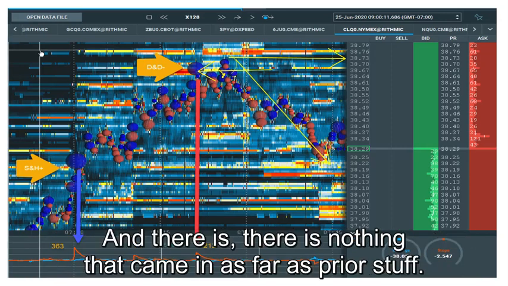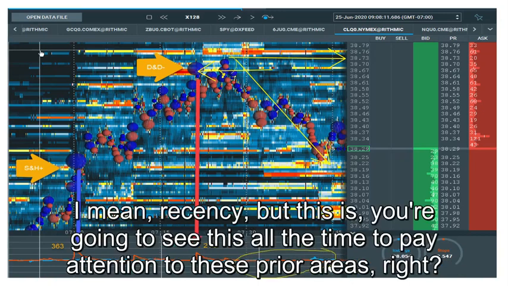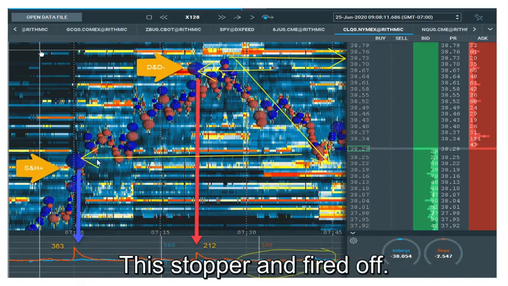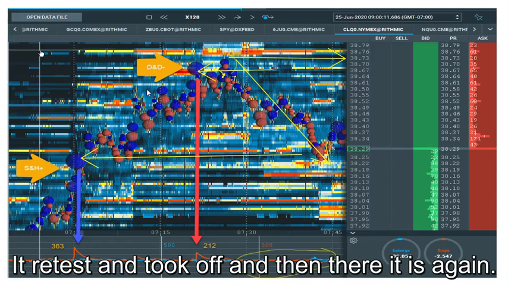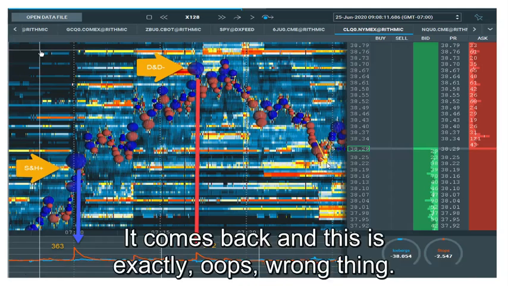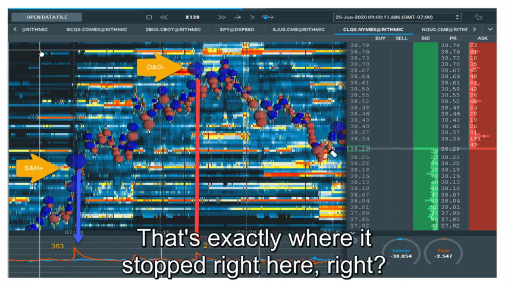And there was nothing that came in as far as prior stuff, recency, but you're going to see this all the time too. Pay attention to these prior areas, right? This is the exact area that this stop run fired off, it retested and took off, and then there it is again. It comes back, and this is exactly, whoops, wrong thing. This is exactly where it stopped.